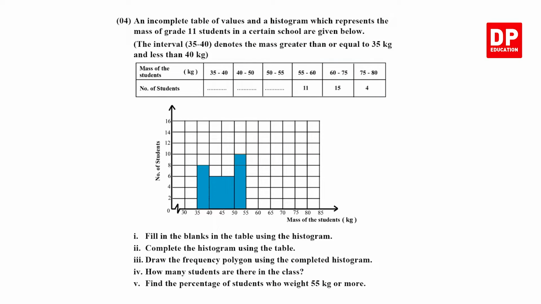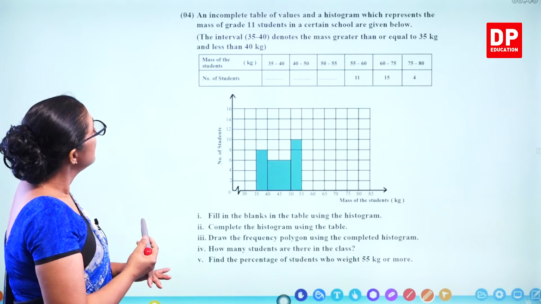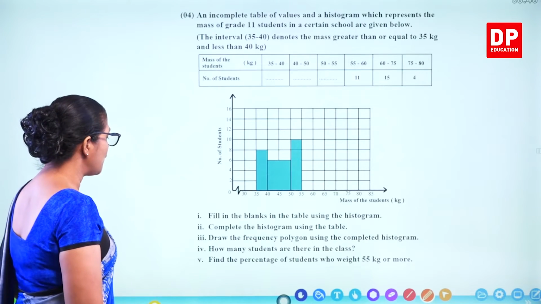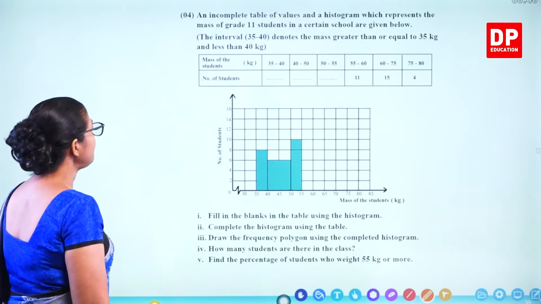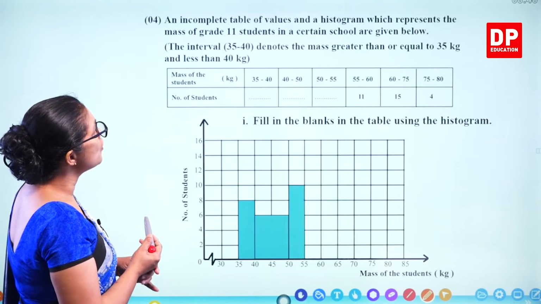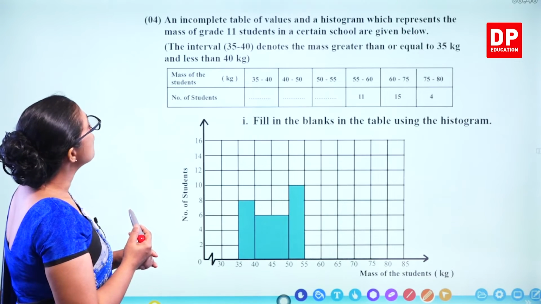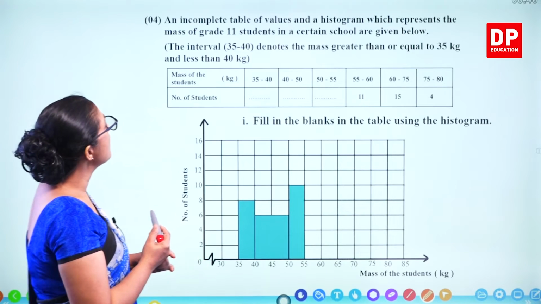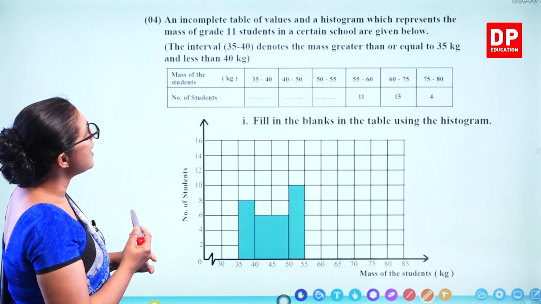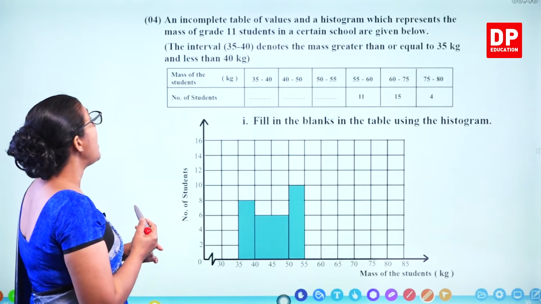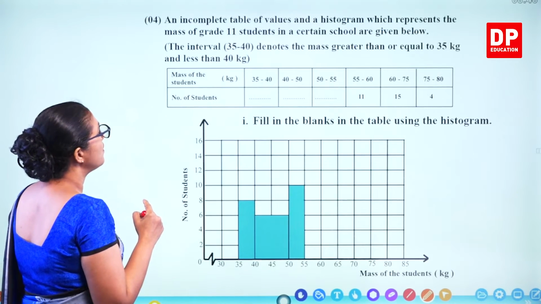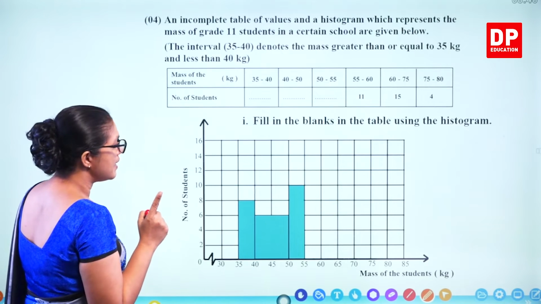Now we'll look at question number 4. That's about statistics. So try this one. You get 5 parts. Part 1: an incomplete table of values and a histogram which represent the mass of grade 11 students in a certain school are given below. The interval 35 to 40 denotes the mass greater than or equal to 35 and less than 40. So this is equal, 35, but 40 is not equal. Fill in the blanks in the table using the histogram.